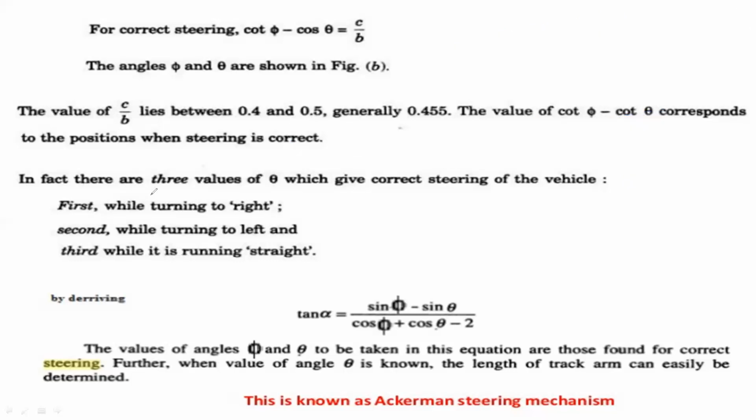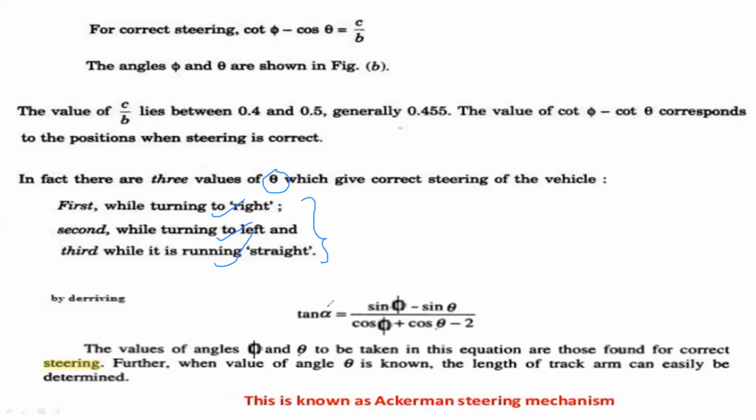In fact, there are three values of theta which give correct steering of the vehicle: first while turning to right, second while turning to left, third while it is running straight. So theta satisfies the three conditions. That is, the first one is the vehicle turning right side, the second is the vehicle turning left side, and the third is the vehicle running straight on the road.